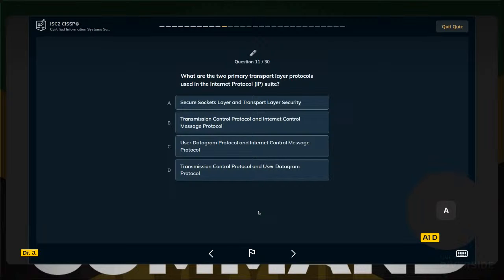Oh, TCP and UDP. Let's see. Oh yeah, D. Yeah.